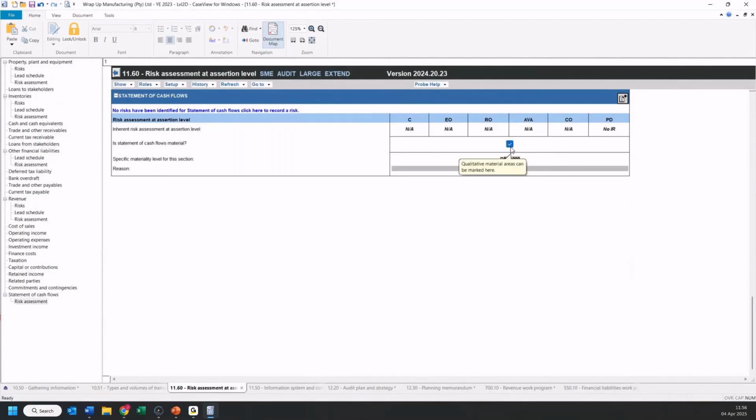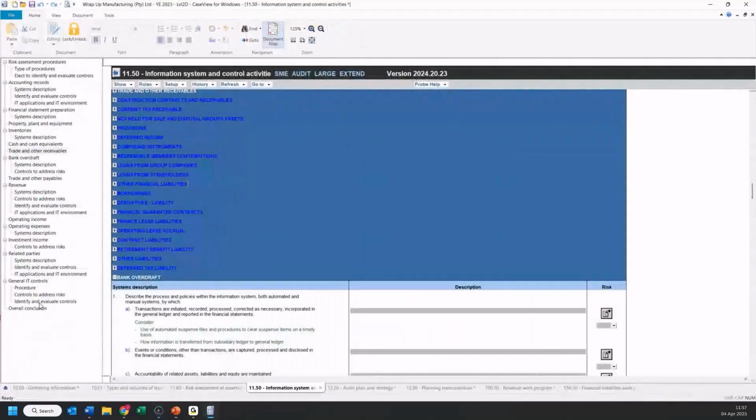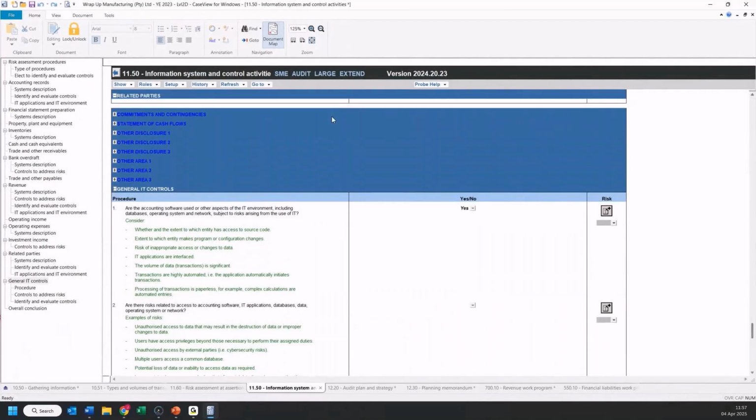Well, we know now that once I've got a material item, I need to select an assertion. So still, if I've got no risks recorded, I will still not have any system description requirements in 1150. Just give it a moment to open up 1150. So again, if I go up from my general IT controls, this is where my statement of cash flow was. So let me just enable the section. You can see that's where it is. It was hidden away. I couldn't see it. Okay, so there's no requirements for system descriptions, no requirements for controls because I have not recorded a risk of material misstatement for statement of cash flows.